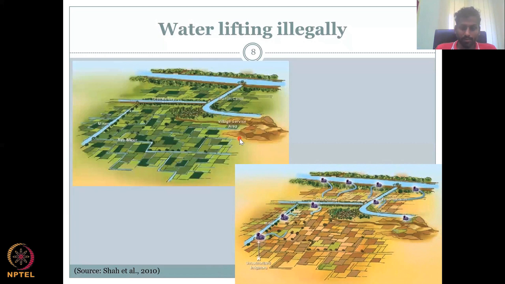So then it doesn't stop here. Even during the distribution channel, even during the minor channel, there are unauthorized irrigators who would just put pumps and pump the water and use it for themselves, not caring about the downstream communities. For example, if these farmers are illegally taking water, then the farmer at this end will never get the water, because they're pumping and using it lavishly, more than what they should.